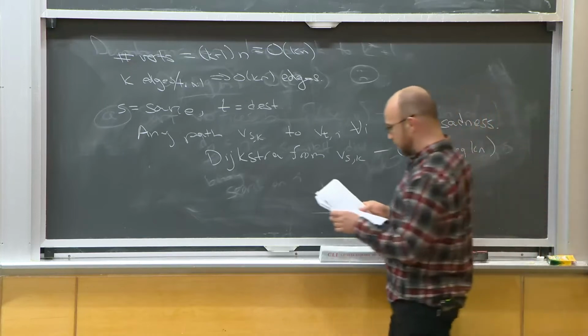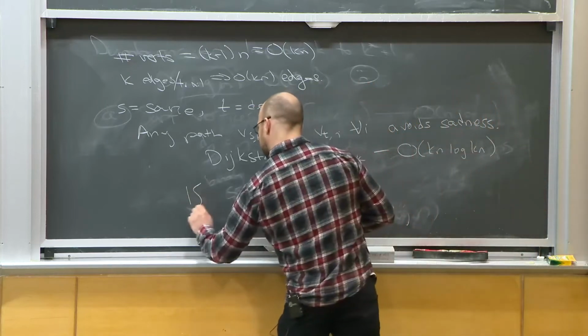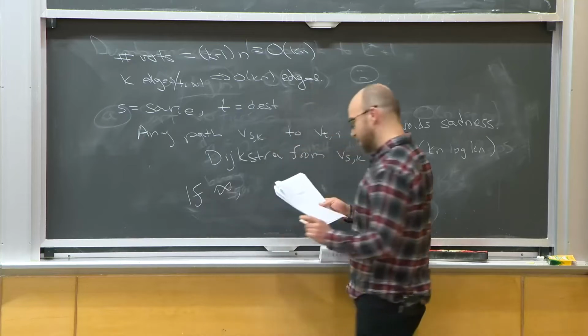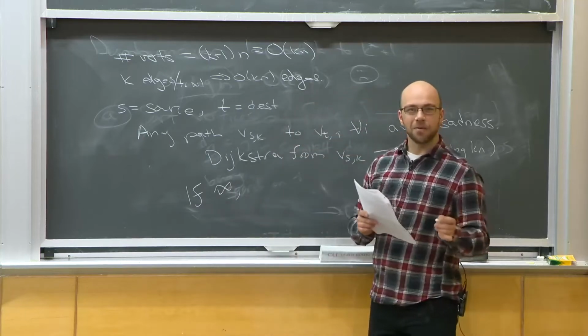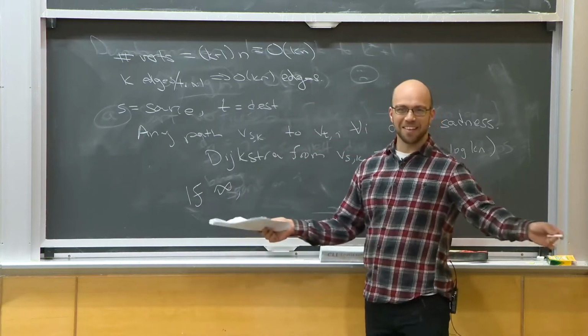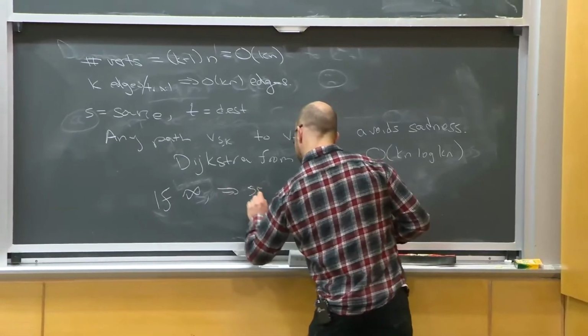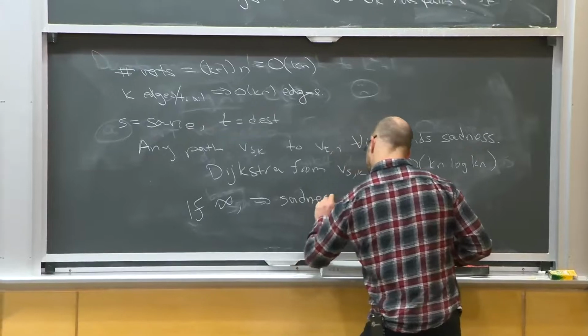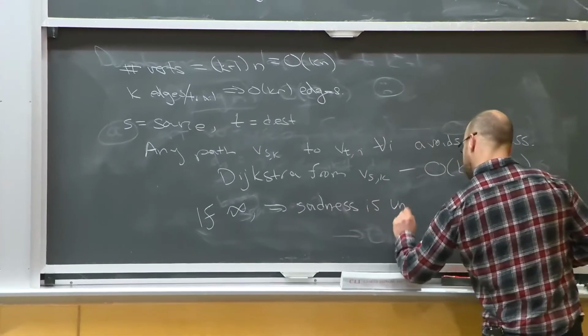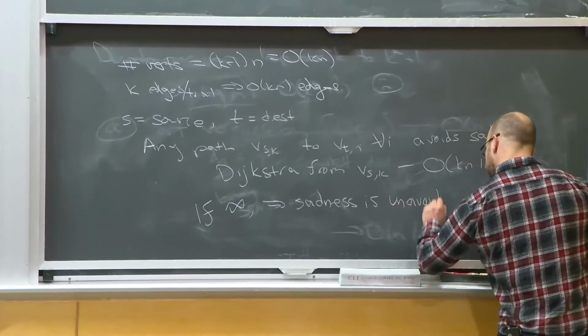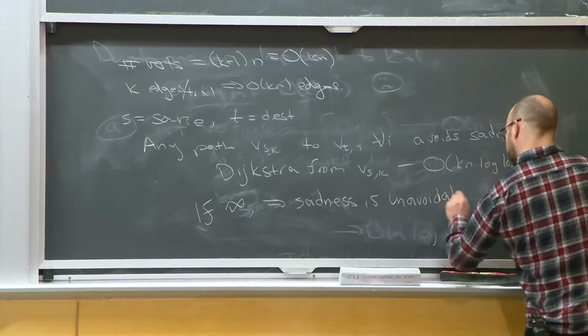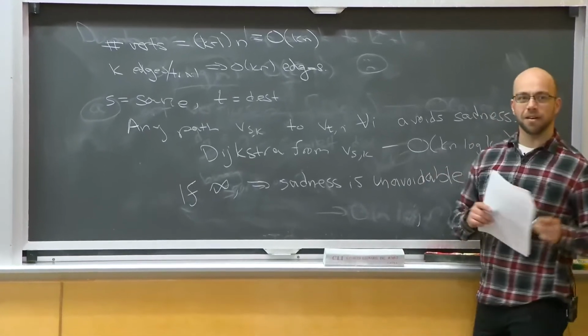And of course, if the shortest path is infinity, then what do we know? Say it with me: sadness is unavoidable. Which is a weird thing to write on a blackboard.